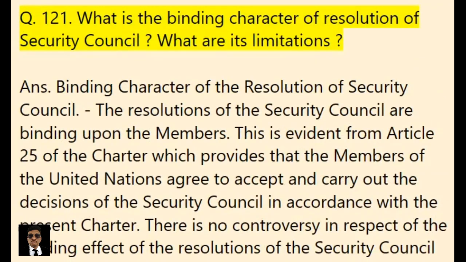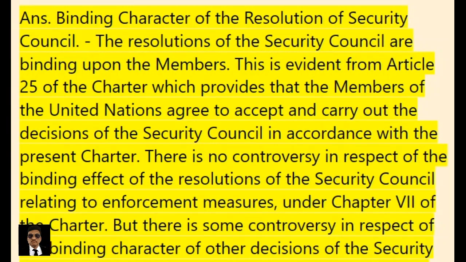Q. 121. What is the binding character of resolution of Security Council? What are its limitations? Ans. Binding character of the resolution of Security Council. The resolutions of the Security Council are binding upon the members.